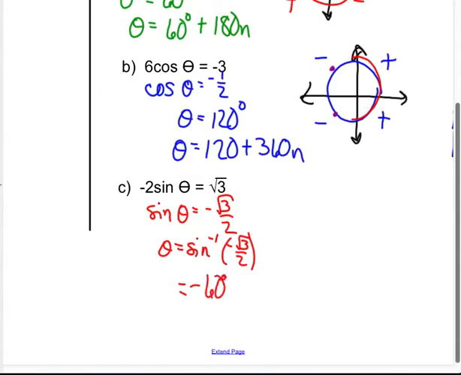So I get negative 60 degrees. And using the same unit circle, sine value is our y-coordinate, so we are positive in the first quadrant, positive in the second quadrant, negative and negative. So again, the period for the sine function is that full rotation, because it doesn't have that nice pattern that tangent does. So 360 degrees times n.